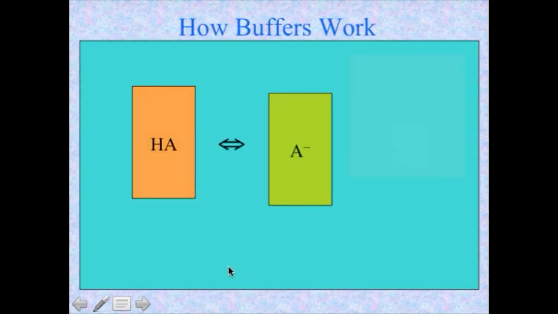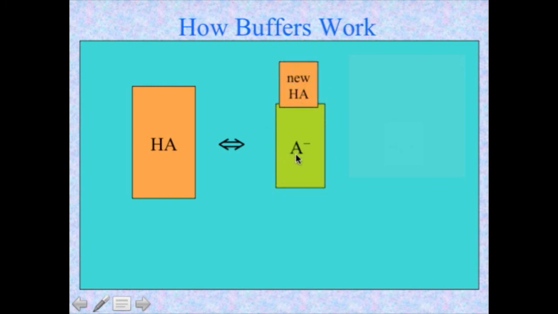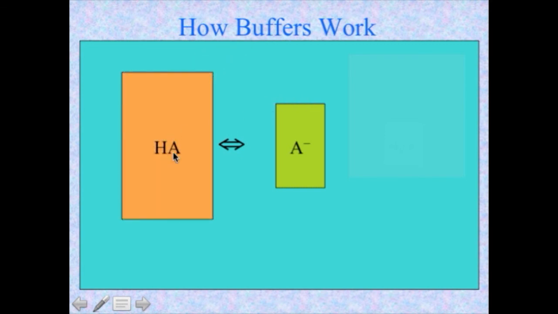We have a little animation to show you. Here's our buffer comprised of the weak acid and its conjugate base. Now let's say I add some strong acid, which has lots of hydronium ion. What's going to happen? It's going to react with the conjugate base, and it's going to get neutralized by it to form more weak acid. The weak acid is going to grow the concentration of the weak acid. Meanwhile, the concentration of conjugate base has diminished.